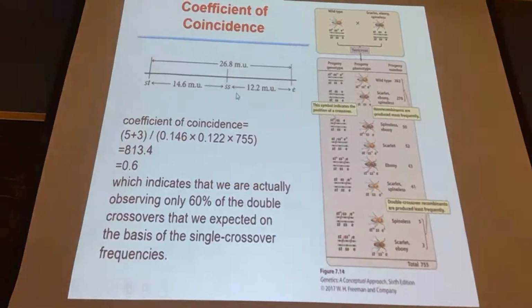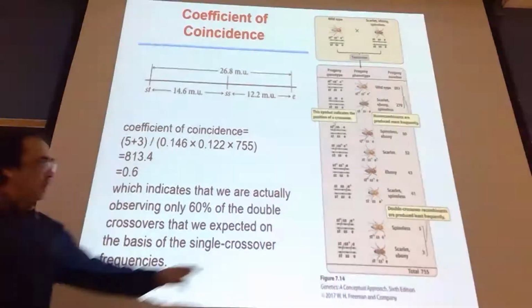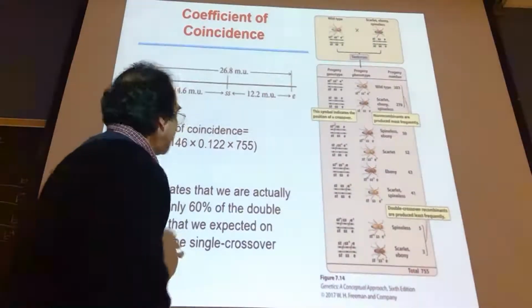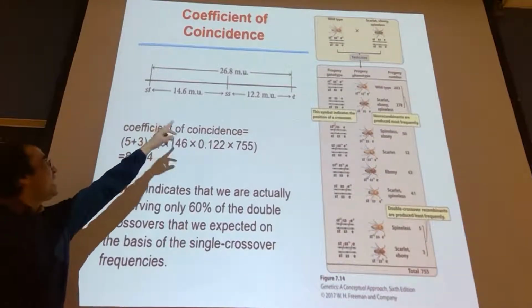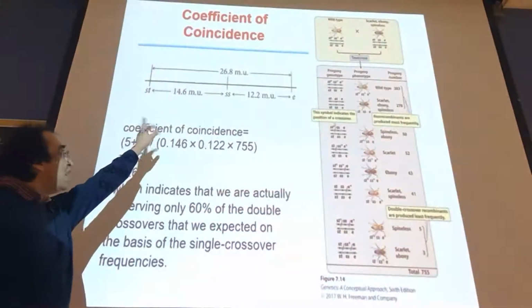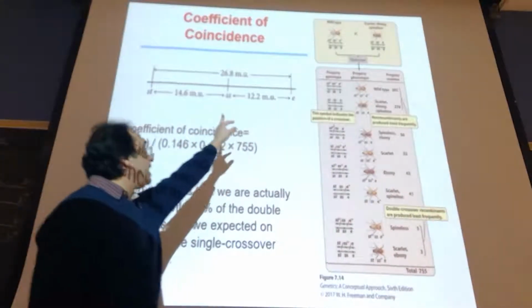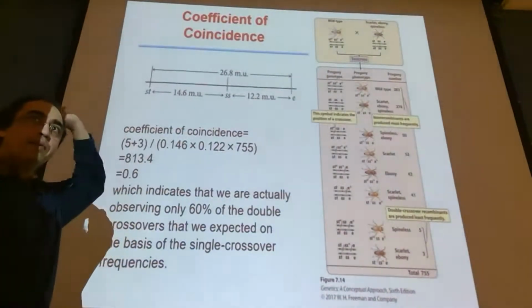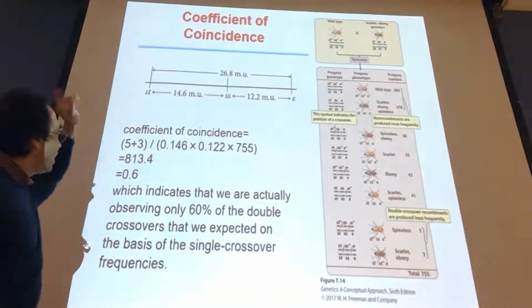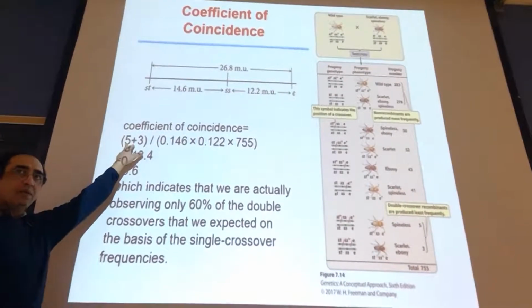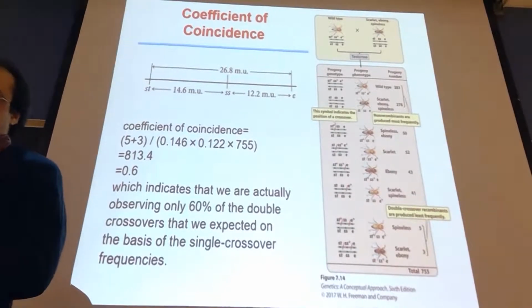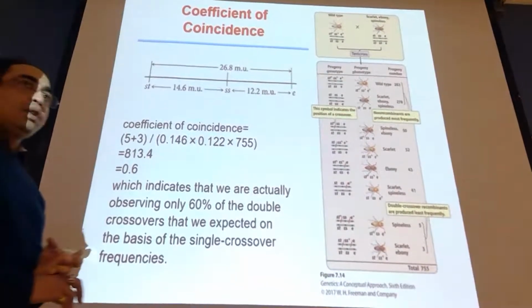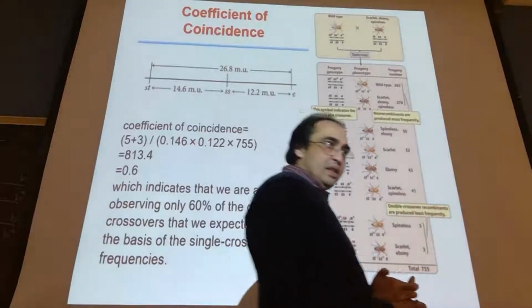Now, in this gene map, which is our previous example, the distance between ST and SS is 14.6, and the distance between SS and E is 12.2. So, what is the coefficient of coincidence? Now, apply the rules of probability. These are two independent events.